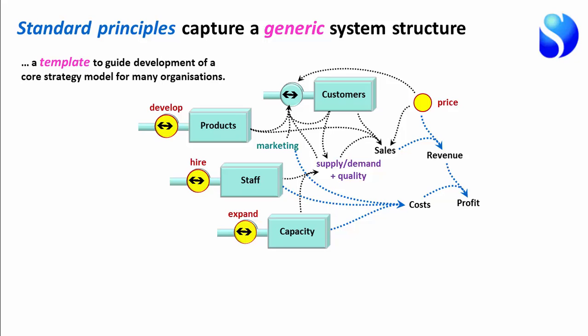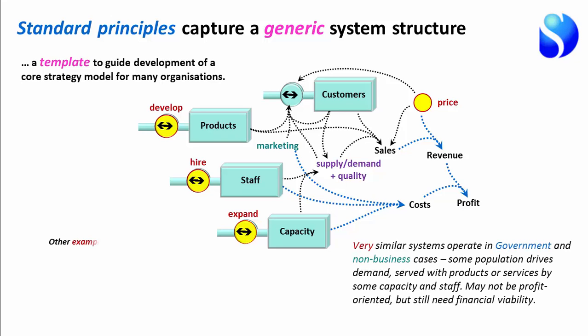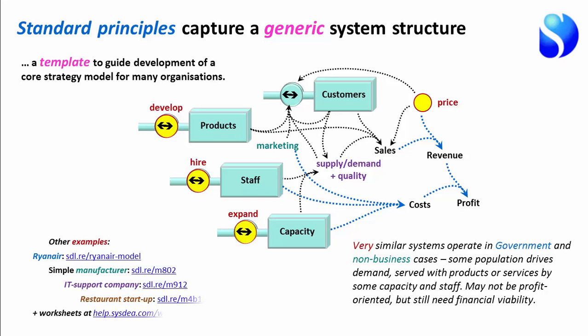We build customers if we've got an attractive price and good products and marketing, and our staff and physical capacity provide our ability to generate the products, win the customers, and serve their needs. But those things are costly and drive the costs at the bottom. Now, what kind of surprised me was that very, very similar systems operate in government and non-business cases as well.